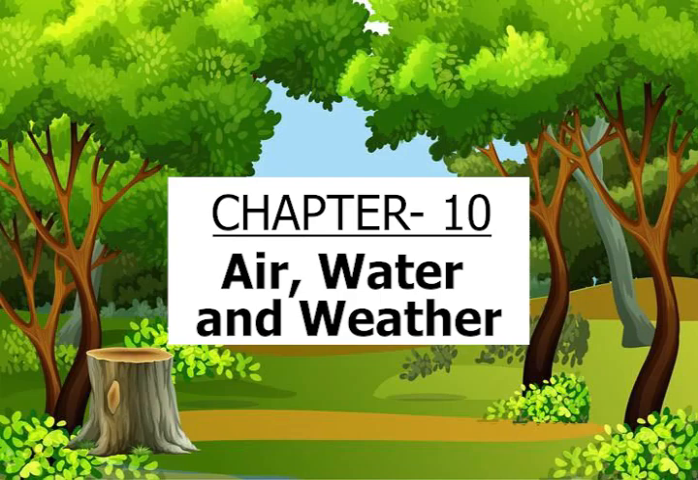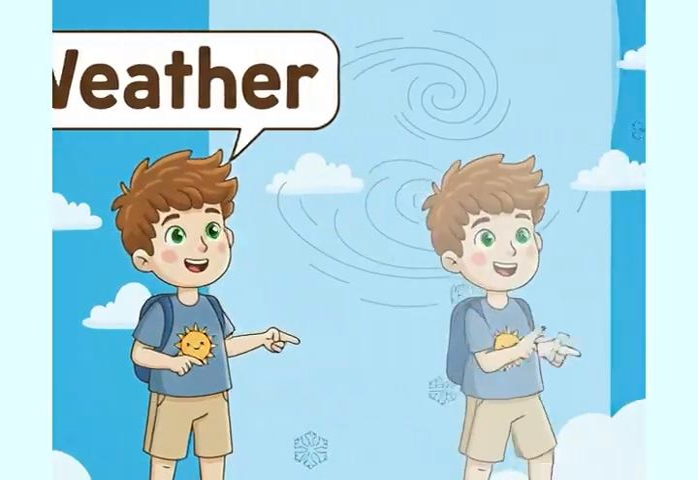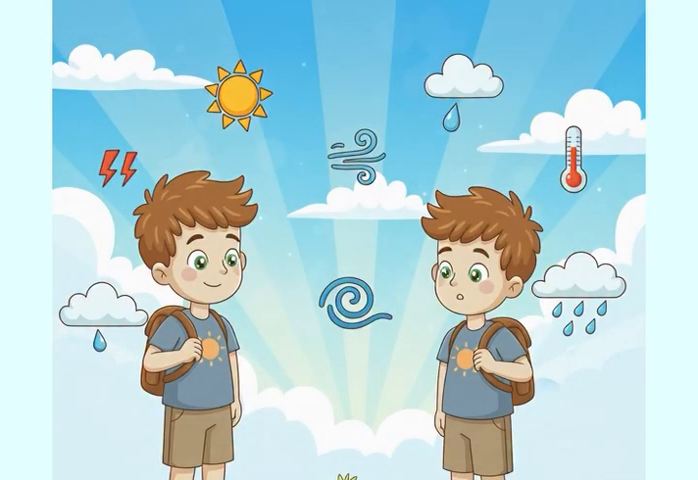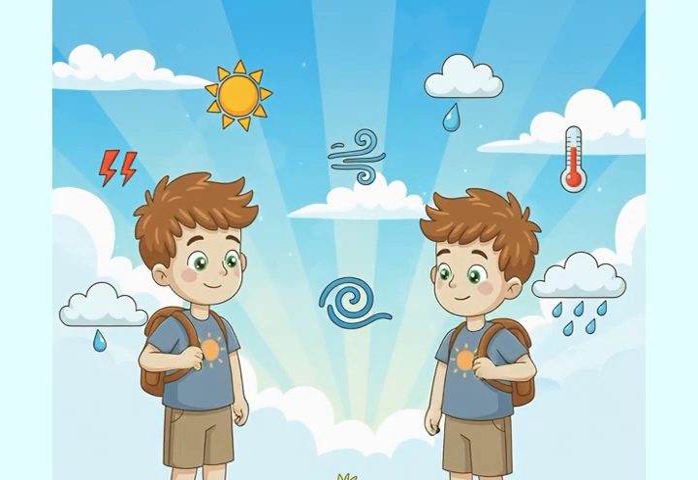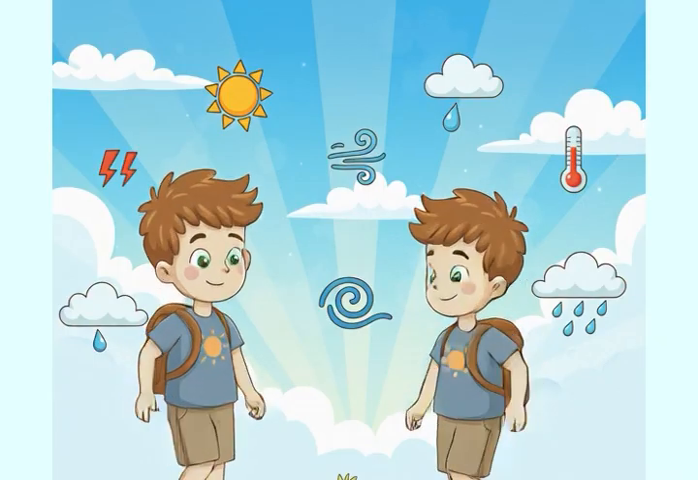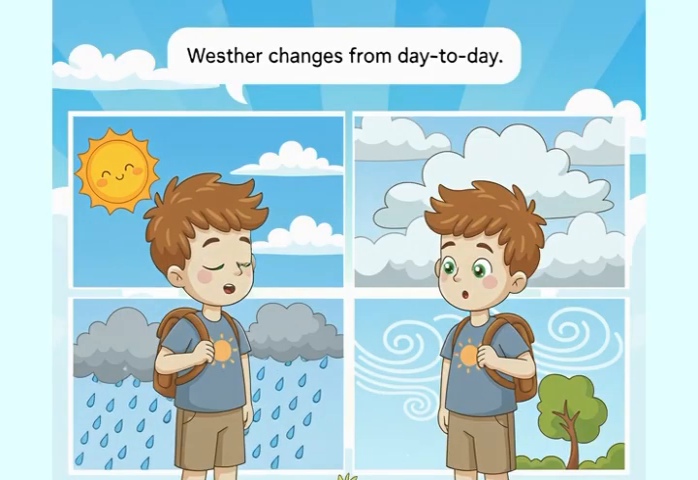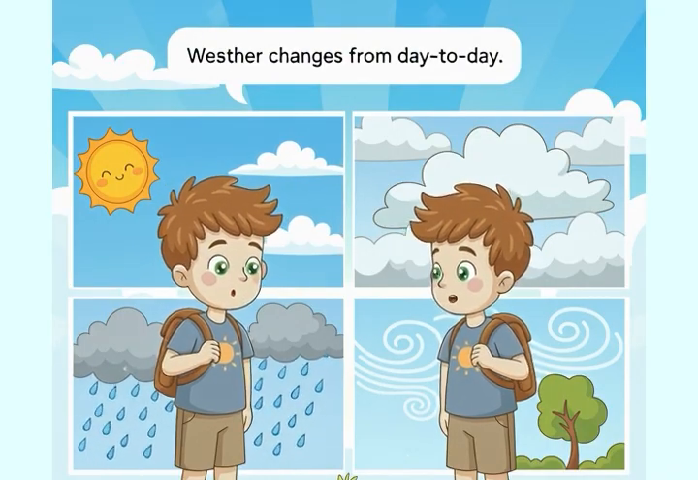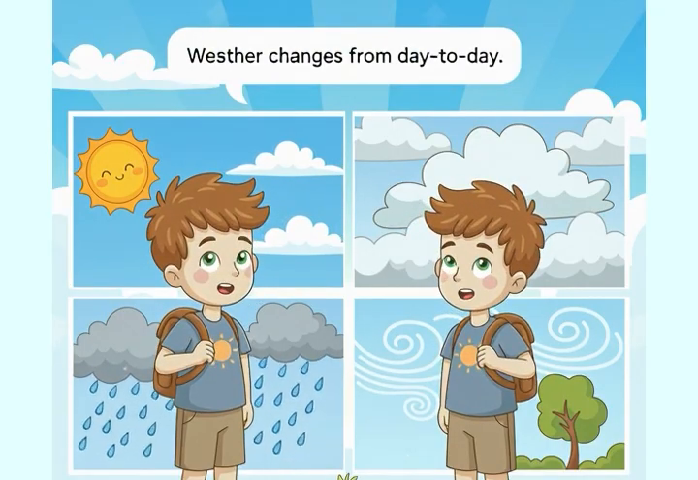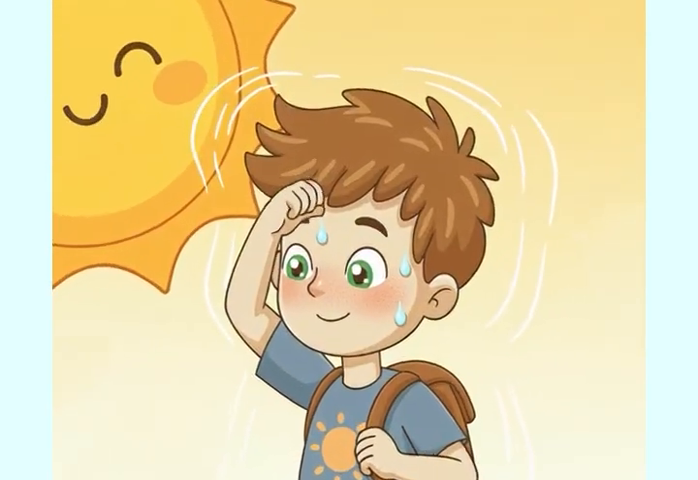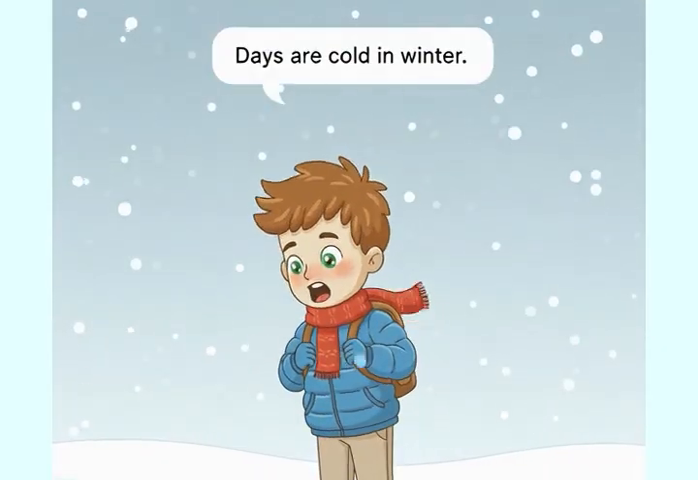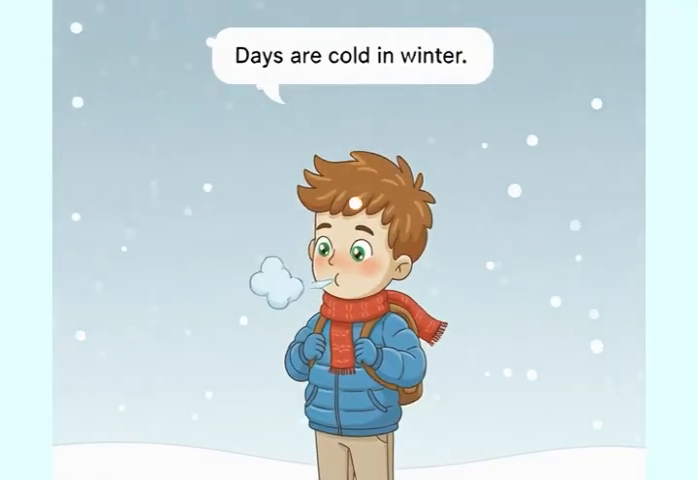Chapter 10. Air, Water and Weather. Weather. Weather is the state of atmospheric condition of a place at a particular time. It is determined by the sunlight, temperature, wind, humidity, clouds and rain. Weather changes from day to day. It also changes throughout the year. Days are hot and dry in summer, cold in winter and cool and humid in monsoon season.